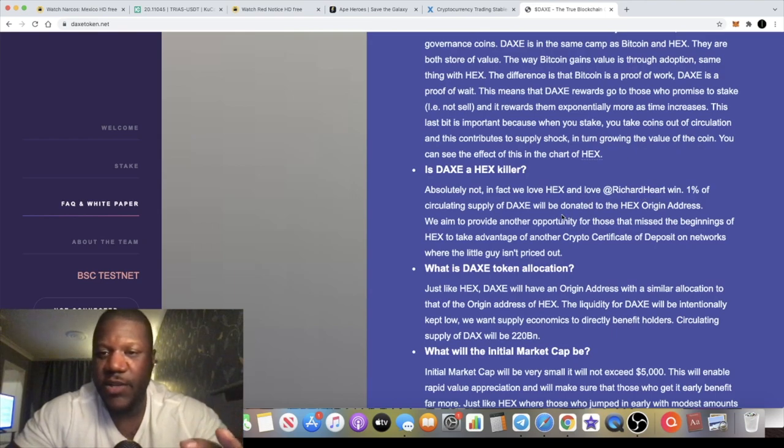1% of circulating supply of Daxe will be donated to the HEX origin address. We aim to provide another opportunity for those that missed the beginnings of HEX to take advantage of another crypto certificate of deposit on networks where the little guy isn't priced out. So that's interesting to know. They're actually donating 1% of the supply to the HEX origin address.